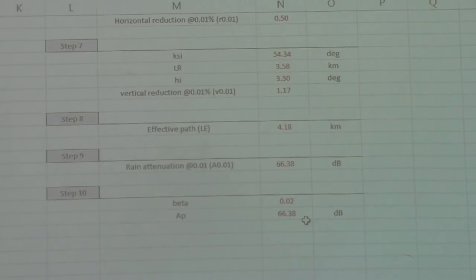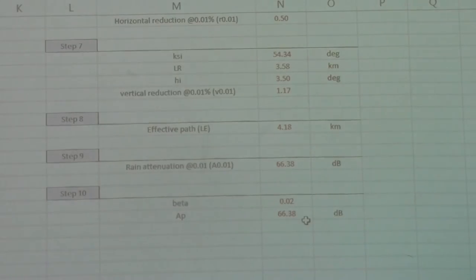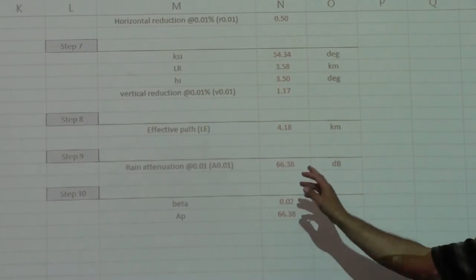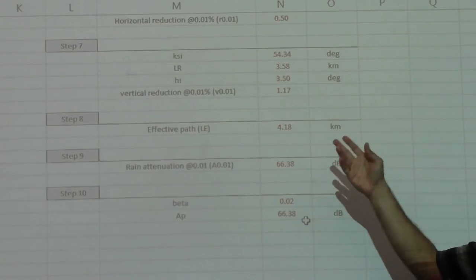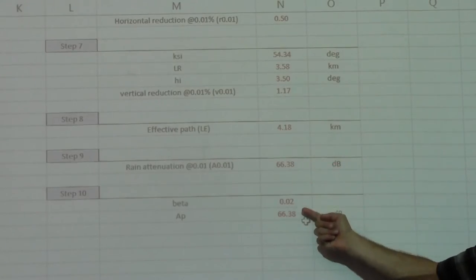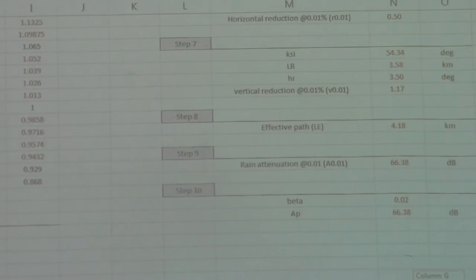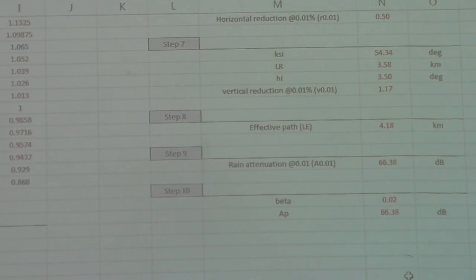And so the rain attenuation, look, 6638 dB, right? So can I get that kind of reliability at 30 gigahertz at this latitude, in this climate? No, this is unrealistic. This is huge, right? So then what I do is I go revise. It's okay. Cannot get anything like that. See, because I did all the calculations at 0.01, this number here and this number are the same. There is no adjustment for different probabilities, right?